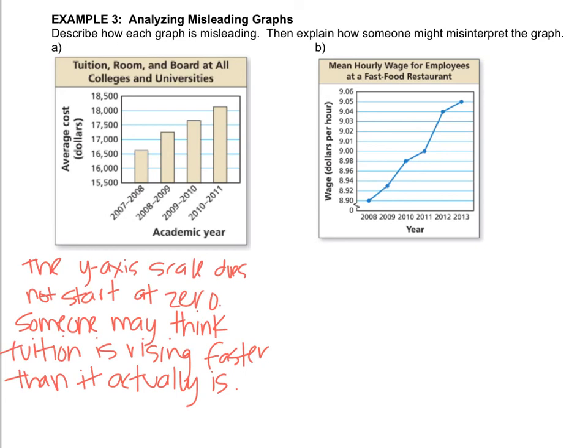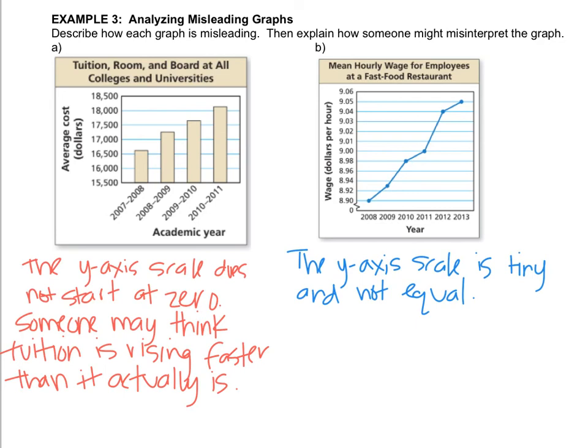Okay, when you're ready, let's look at letter B. If you look at letter B, it does have a break, which is okay because line graphs are allowed to have a break if there's no data. But what happens is you'll notice that it's going up by very tiny increments, and then it switches what it's going by. So first it goes by 0.02s, and then it goes by 0.01, by hundredths versus two hundredths. So they change the scale. I wrote the y-axis scale is tiny, meaning it's going by tiny intervals and also not equal.